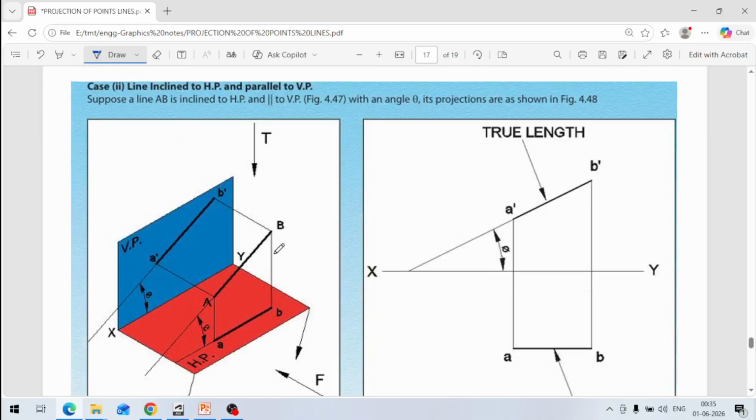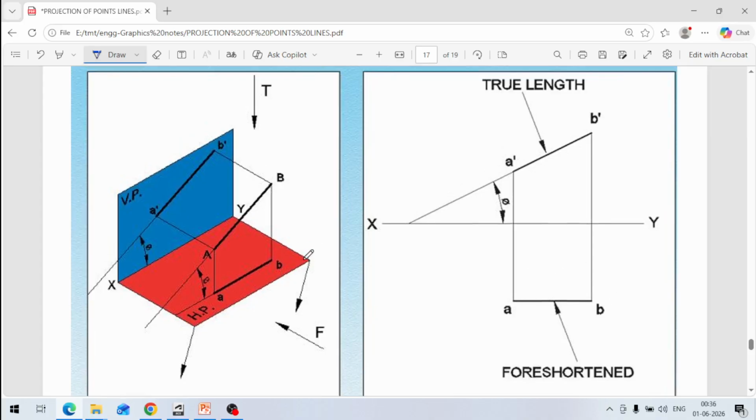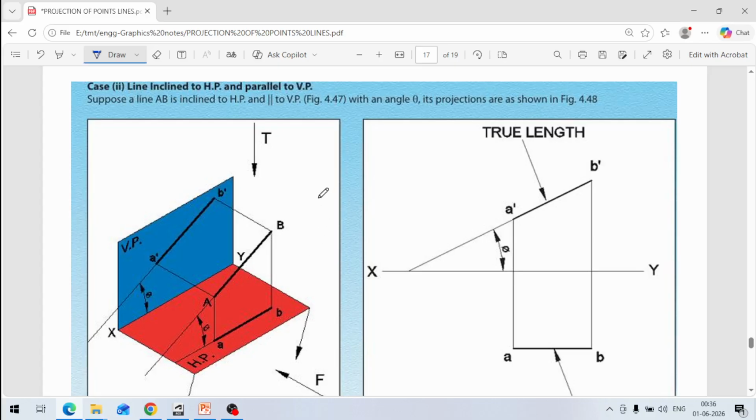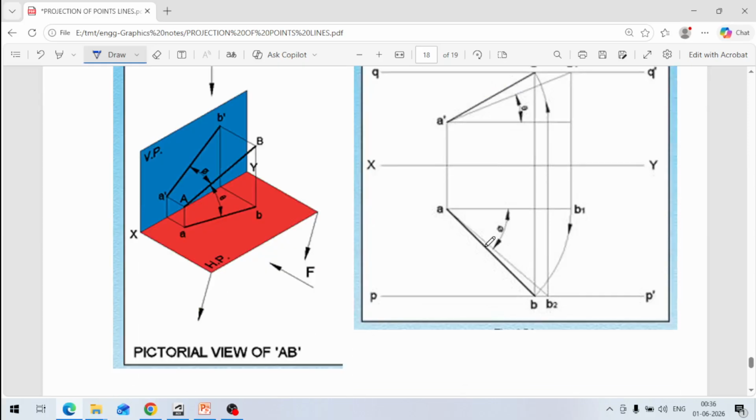Okay, next we take vertical projections from point A dash and from B dash, and then we draw a line at the specified distance, whatever is given here. This AB is the shortened, foreshortened line that we get. So this is the case of a line inclined to horizontal and parallel to vertical.